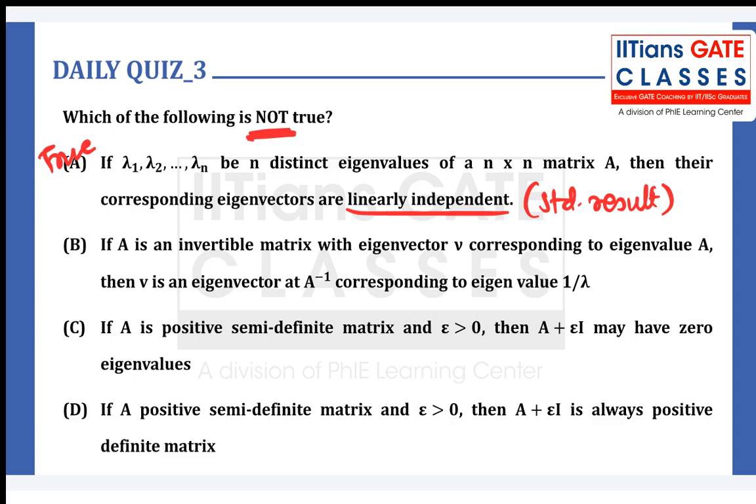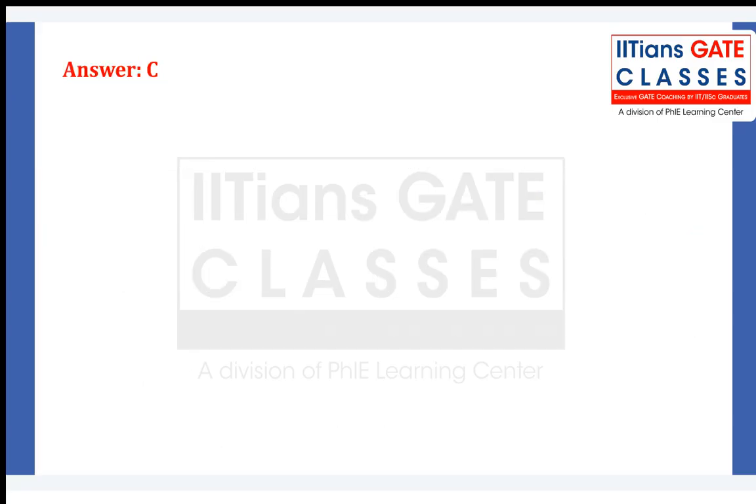The second option is: if A is an invertible matrix with eigenvector V corresponding to eigenvalue lambda. It should actually be lambda here because A is a matrix; there is a typo there, so ignore that. Then V is an eigenvector of A inverse corresponding to eigenvalue 1 by lambda. This is also true. This is also a property of eigenvectors and eigenvalues, and there is a simple proof for it. Let's say for matrix A, lambda is the eigenvalue, and corresponding to eigenvalue lambda, the eigenvector is V.